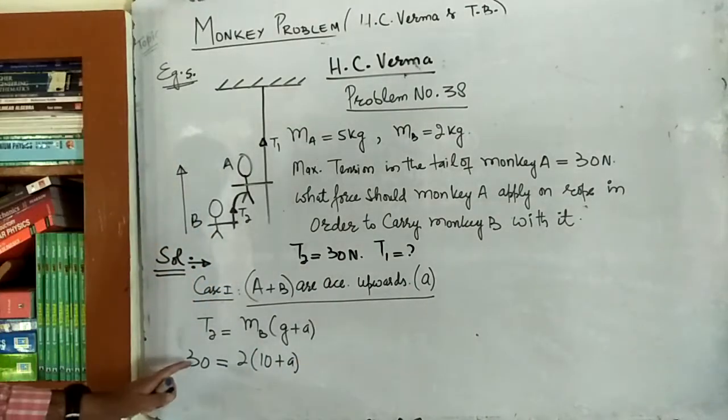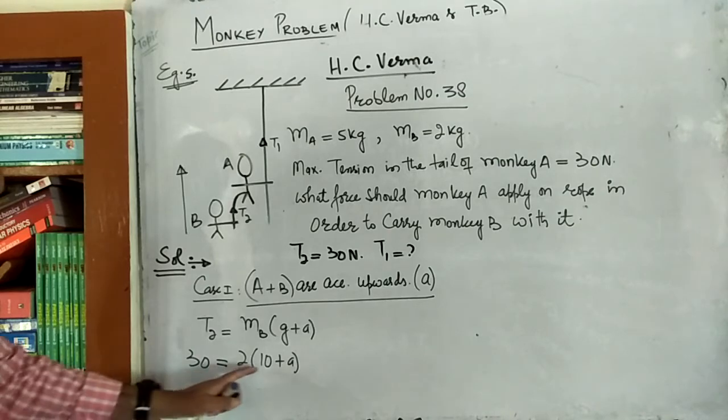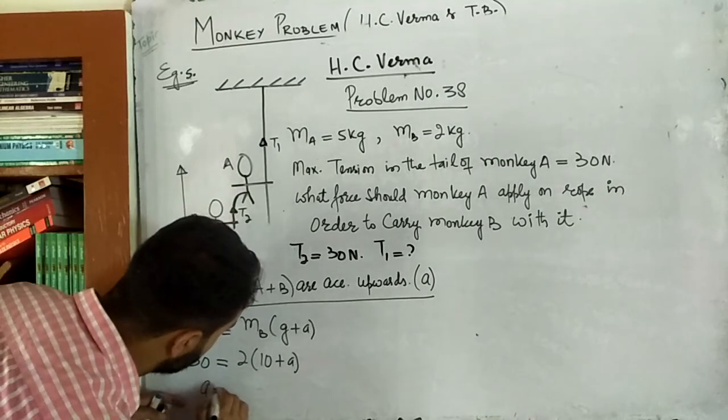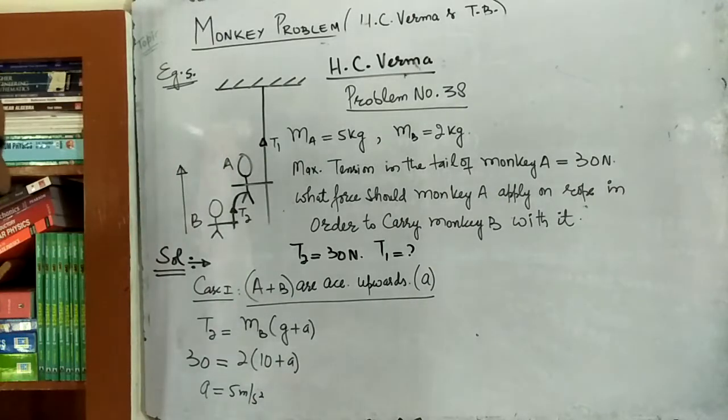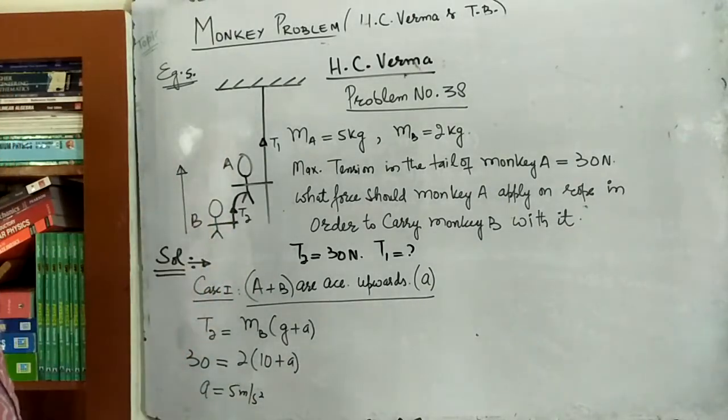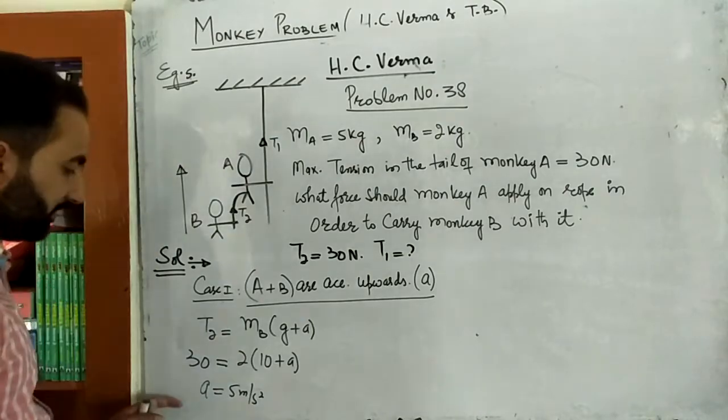Okay, so how much is this? This is 30 divided by 2, which is 15. 15 minus 10 is 5. So from here, acceleration is equal to 5 meters per second square. This is the acceleration when the tension in this will be maximum, and that's equal to 30 Newton. So this is the acceleration.